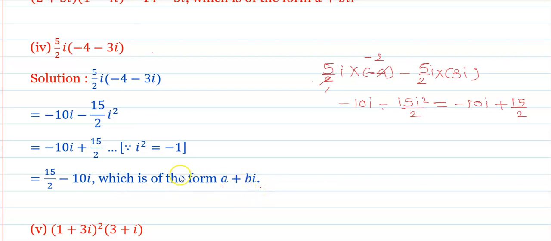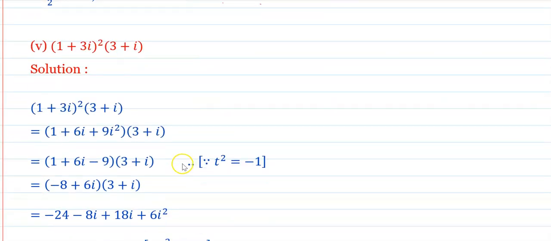All these are very simple questions. Next, in first bracket, (1 plus 3i) bracket square into (3 plus i), the normal multiplication. First (1 plus 3i) bracket square. Using the expansion of a plus b whole square, 1 plus 2 into 1 into 3i, therefore you will get 6i, plus (3i) bracket square means 9i square. But what is i square? i square is minus 1. Minus 1 into 9 gives minus 9. And here 1 minus 9 gives minus 8. So minus 8 plus 6i.